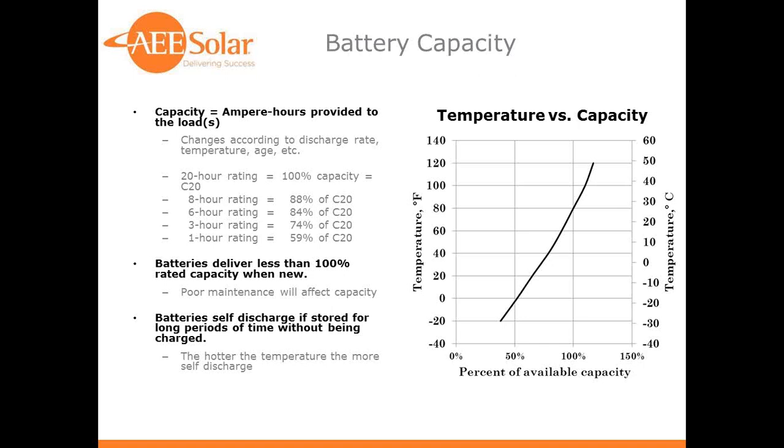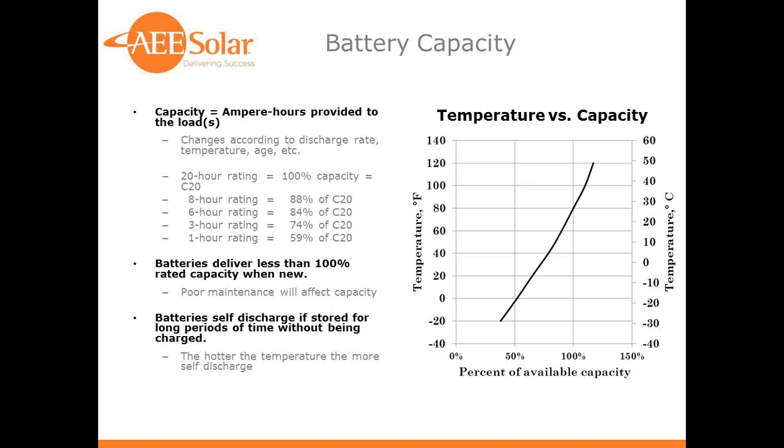So as you draw higher degrees of current out of a battery, you will get less apparent capacity in the battery. As we show in the chart here, most batteries are rated at a 20-hour rating, and we consider that 100% of its rated capacity, and it's often expressed as a C20 rate or C over 20 rate. But if you draw at a higher amp rate so that you drain the battery in 8 hours instead of 20 hours, you're only going to get about 88% of that C20 rate, all the way down to 1 hour. If you draw all the energy out of the battery in 1 hour, you're only going to see about 59% of the rating of a C20 battery.